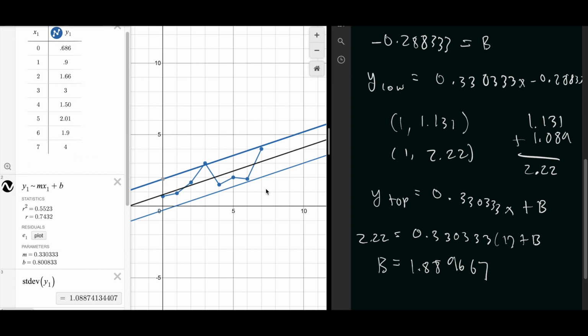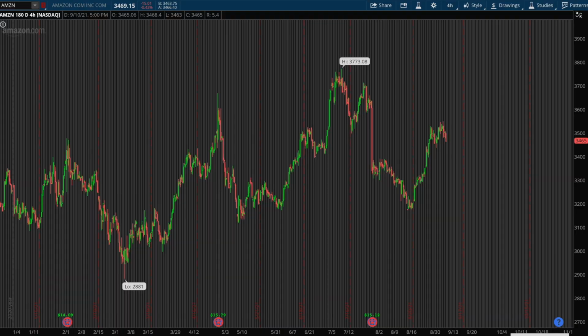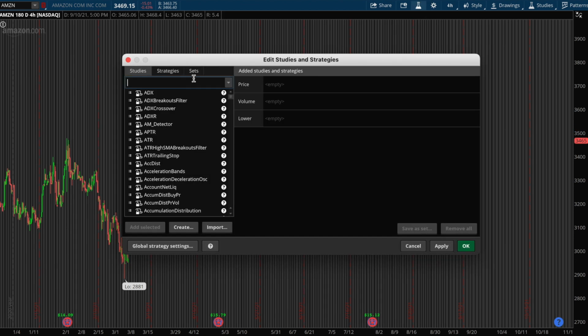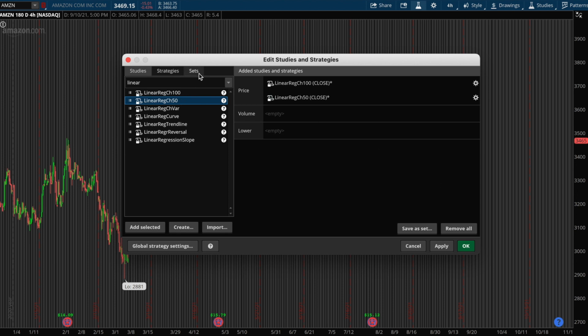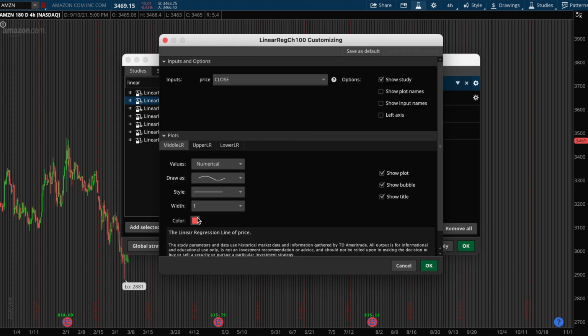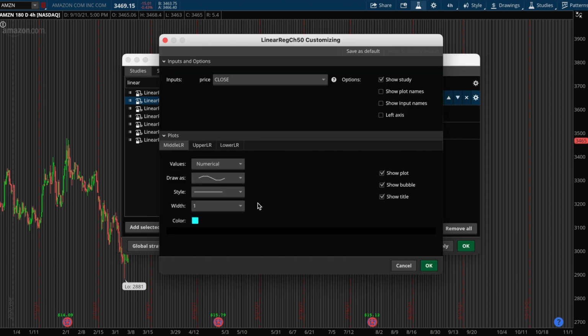Let's go on to the actual charts. So here I'm in the Thinkorswim platform. You can add the linear regression channel indicator by going into Edit Studies, searching up linear, and clicking linear regression channel 100 and linear regression channel 50. You can then go into the settings and change the color of the middle line to white on both of them to make it easier to read.